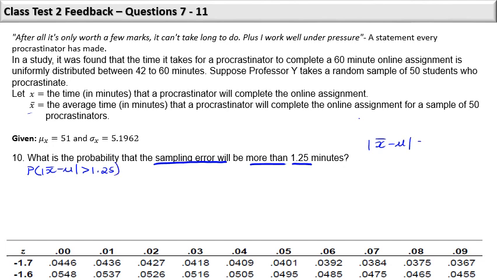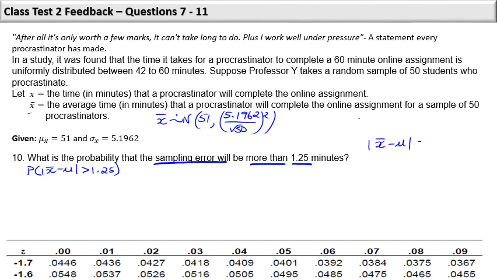So we're dealing with x bar, so we do need the distribution of x bar, and we said x bar follows approximately a normal distribution. The mean is 51, and the variance is 5.1962 all over root 50, all squared. So that's the distribution of x bar.